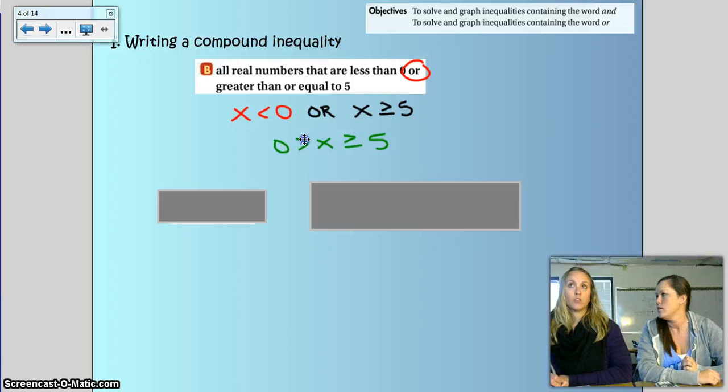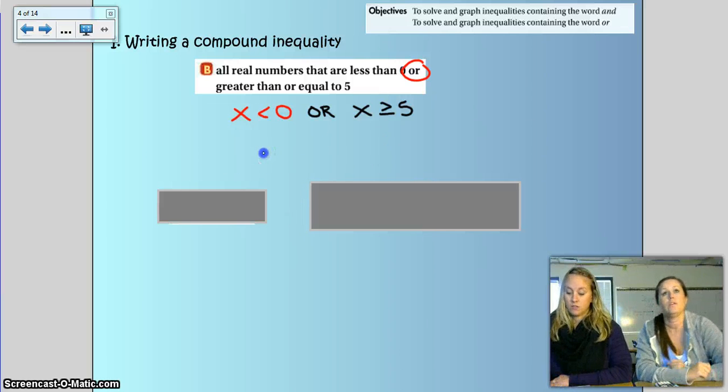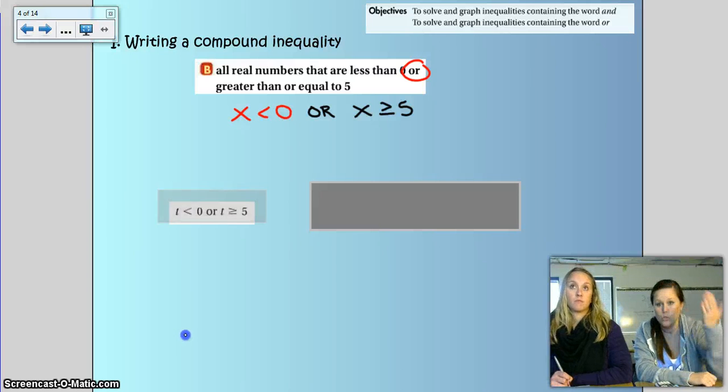Sorry. 0 is greater than x. So there's no number that's smaller than 0 but bigger than 5. So don't do this. It's the other. Don't do this. No. So you write that.